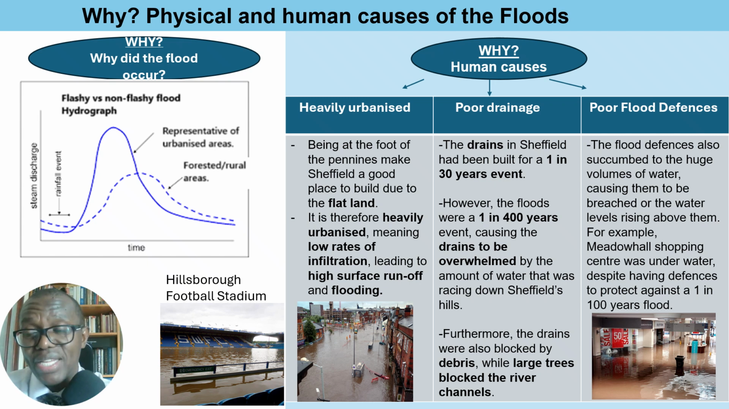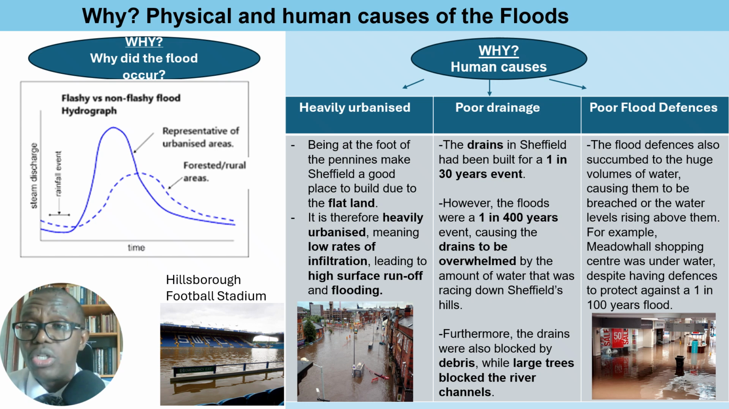Then on top of that again, the rivers as well had trees fall and block them. If trees have fallen and blocked the rivers, then it means that the rivers cannot drain the water away quickly enough, which means that those rivers overflow, and they overflow onto the surrounding area, which is a floodplain, which Sheffield is. So the water levels just keep going higher and higher.